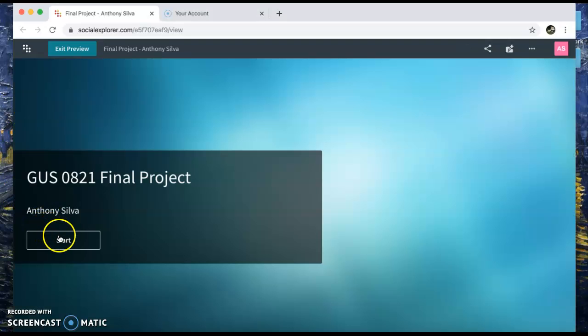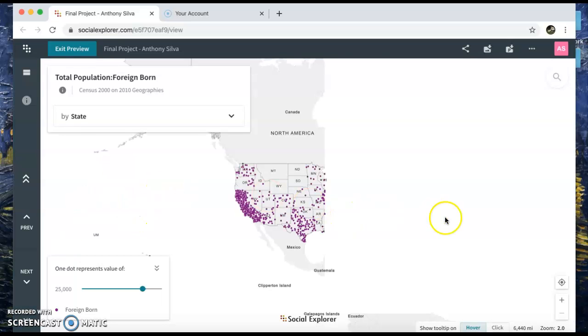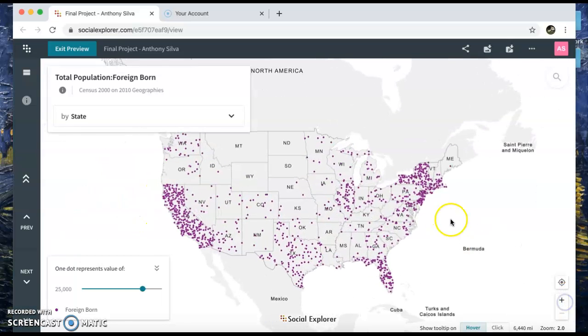I am presenting my digital mapping, geography and urban studies 0821 final project, and I got four maps to talk about. So here's the first one.